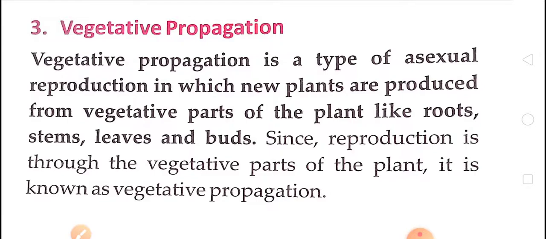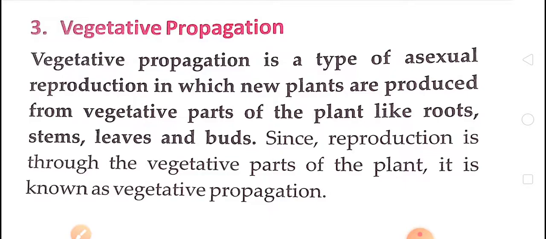Children, in a previous video, we were discussing chapter 12, that is reproduction in plants. In this chapter, we have discussed the asexual mode of reproduction: fragmentation, spore formation, and vegetative propagation. Now we'll move forward. We'll recall some important points about vegetative propagation first, then start the new topic.